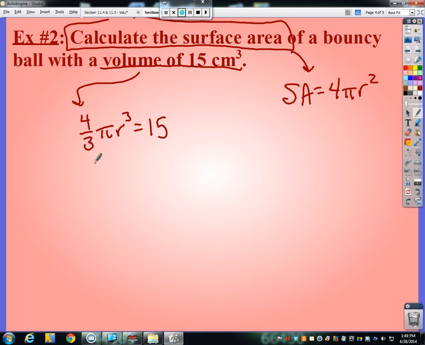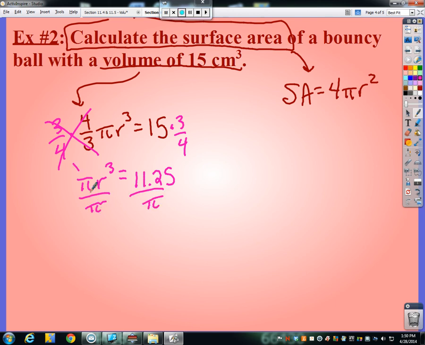So, let's see, what can we do here? I can multiply both sides by 3/4, and that would get rid of my 4/3, or I could just divide by 4/3, does the same thing here. So I'm just going to do this one little piece at a time. So 15 times 3/4 is 11.25, or 11 1/4, or what, 45/4. And then I'm going to divide the pi over, and so I get r cubed is equal to, let's just go ahead and divide that by pi. This I'm going to have to start rounding, so I'm going to go 2 decimal places, 3.58.